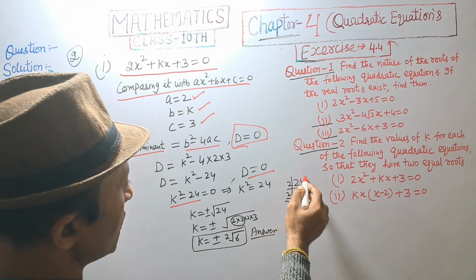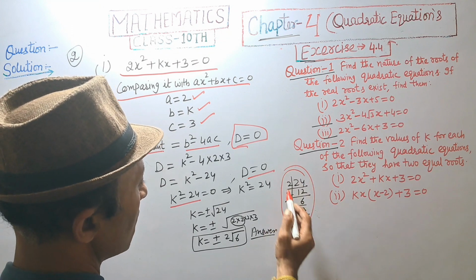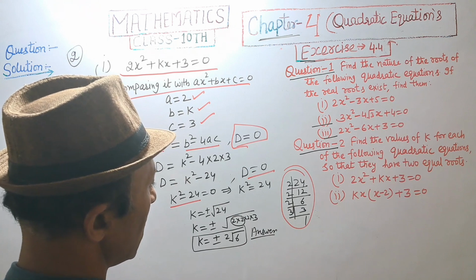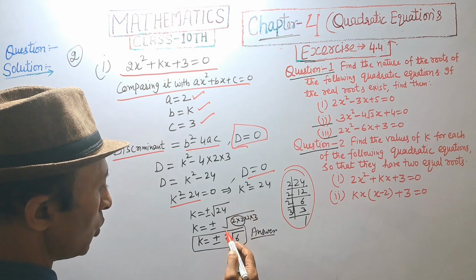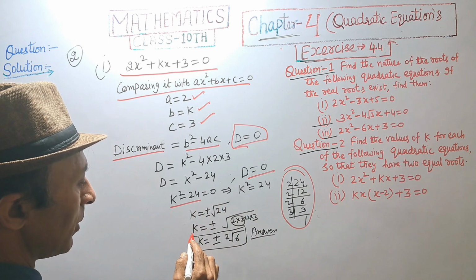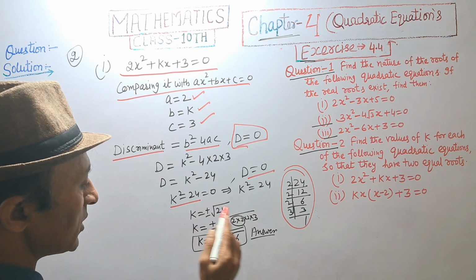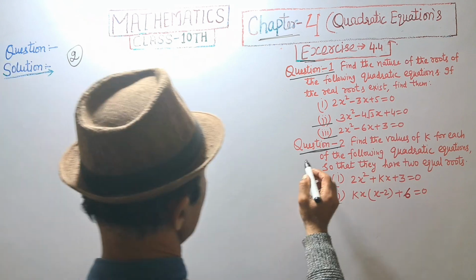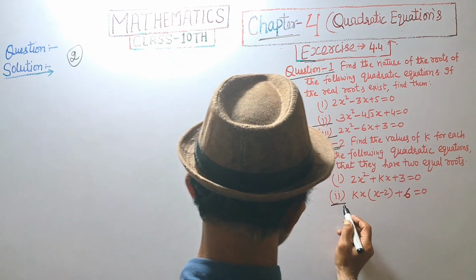And prime factorization of 24, that is 2 into 2 into 2 into 3, and in the root one pair of 2 taking common, we get the value of k is equal to plus minus 2 root 6. Answer. Question number 2, second part.